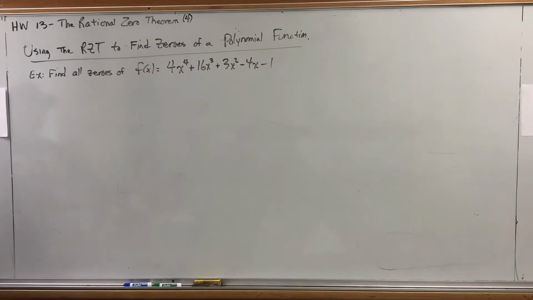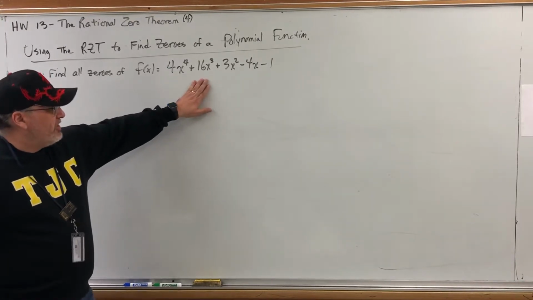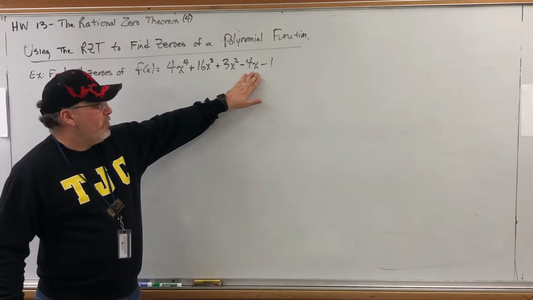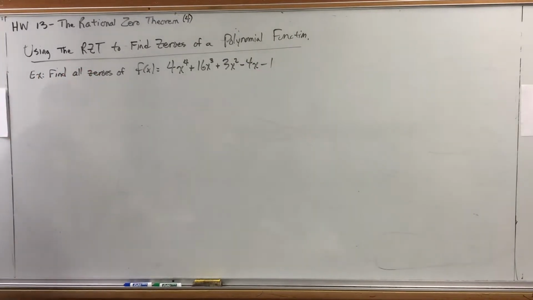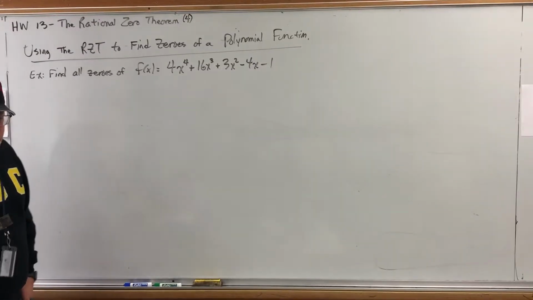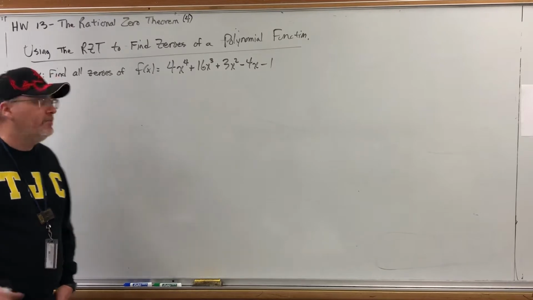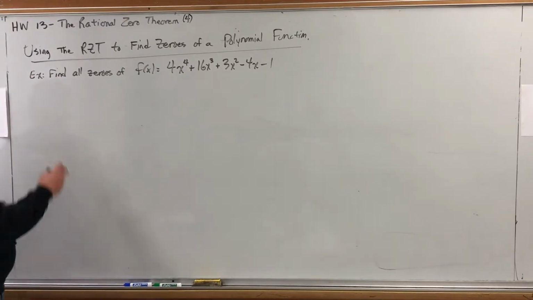Find all zeros of f of x equals 4x to the 4th power plus 16x to the 3rd power plus 3x to the 2nd power minus 4x minus 1. This is our first venture beyond 3rd degree polynomial functions, but it won't really change our approach. It will just mean it's longer to solve. I didn't set up the steps, but we're going to do the same steps we did before.